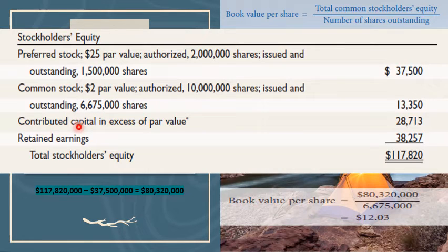We have here also listed the contributed capital in excess of par value. This is the premium, the retained earnings, the total earnings of the company, with the total. So this is now the total stockholders' equity, which is 117,820. So we will be learning how to compute the book value per share with the formula: total common stockholders' equity over the number of shares outstanding.